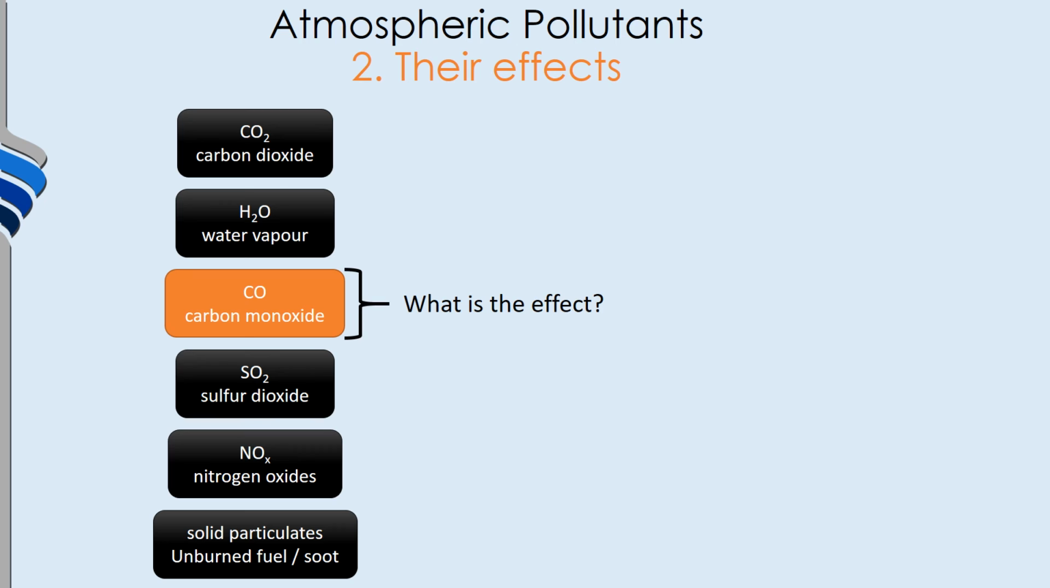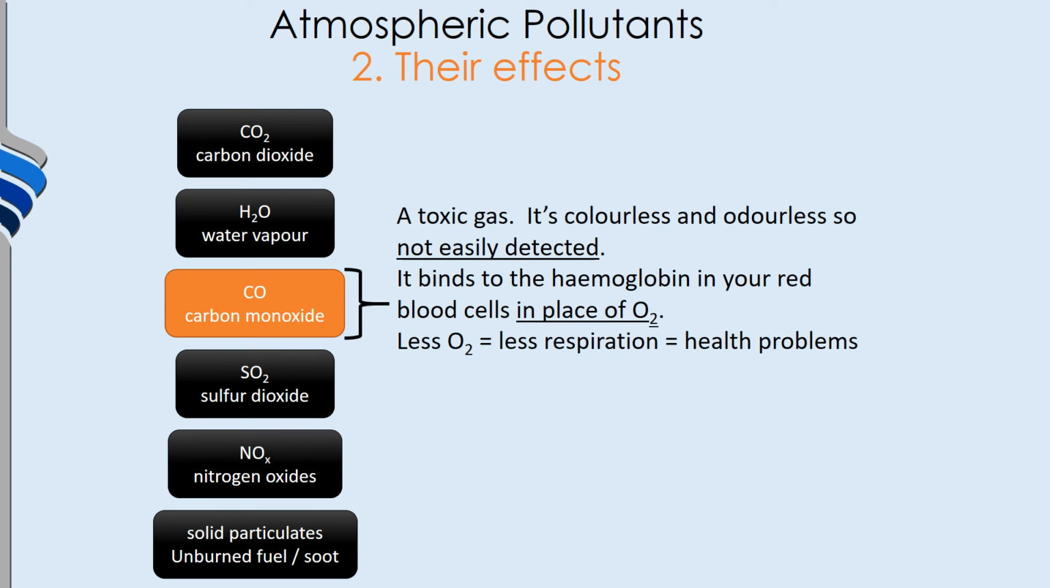Okay, next one that you should know about is carbon monoxide. So what is the problem with carbon monoxide? Hopefully you know that it is a toxic gas. So you can't smell it, you can't see it, so it's very hard to detect. And it actually binds to the hemoglobin in your red blood cells, replacing the O2. So it gets in there more easily than oxygen. So that means there's less oxygen going around your body, which means less respiration, which can cause some serious health problems. Quite often, people who have got carbon monoxide surrounding them without realising it will just get really tired, go to sleep, and then might not wake up again.